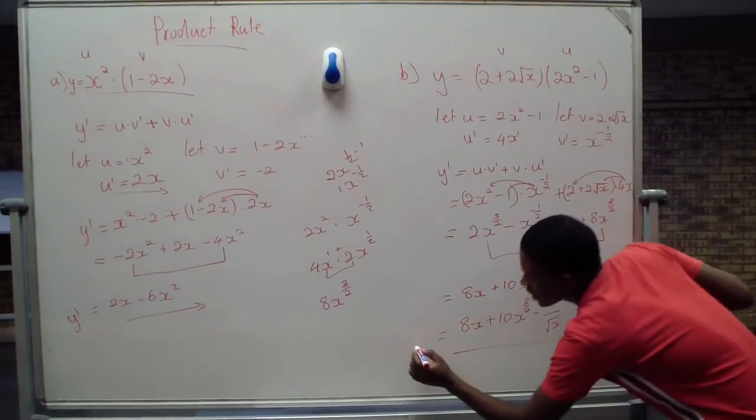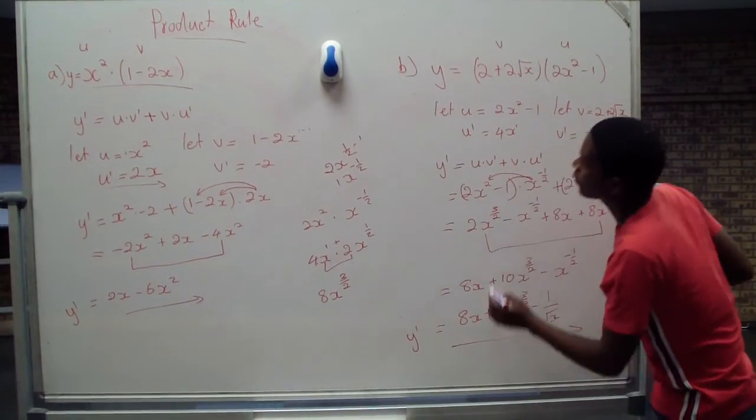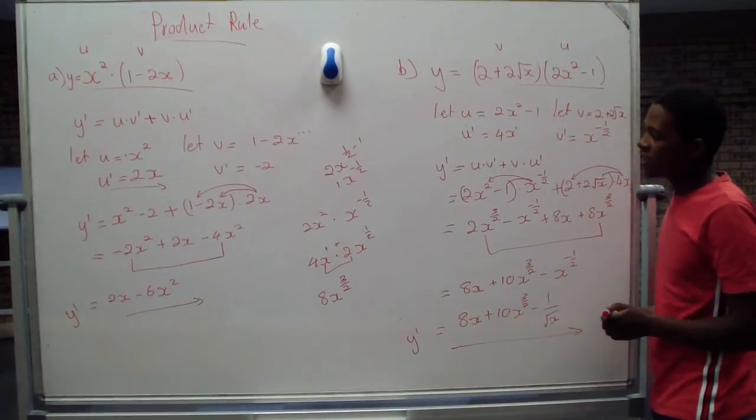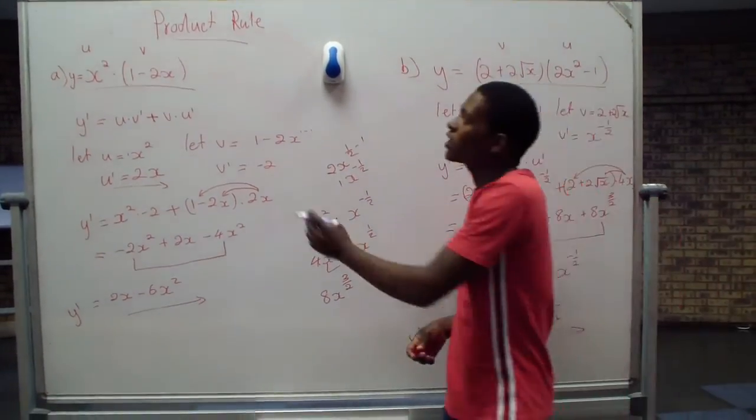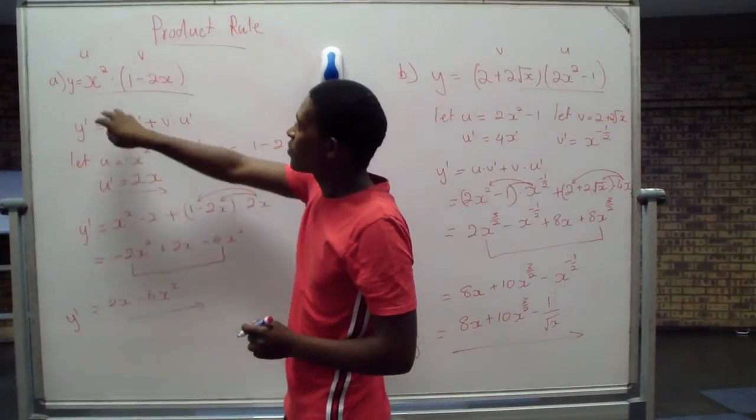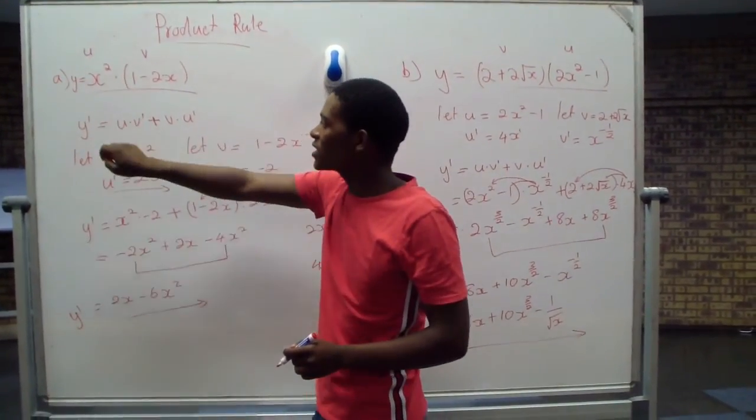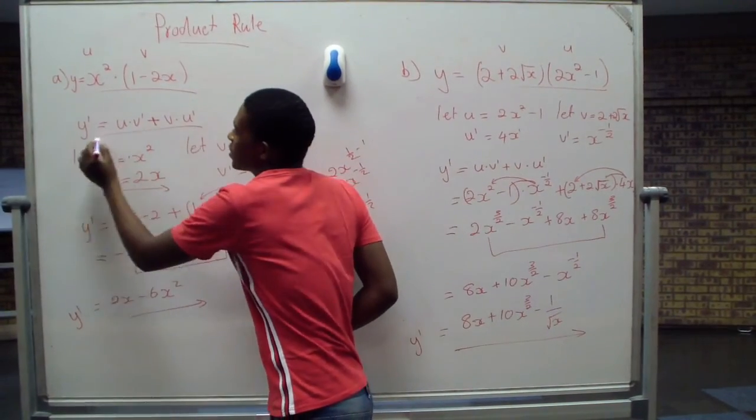So this will be my answer. This is the derivative of this. This method is called the product rule. It is used when you are multiplying two functions and you are using a certain rule.